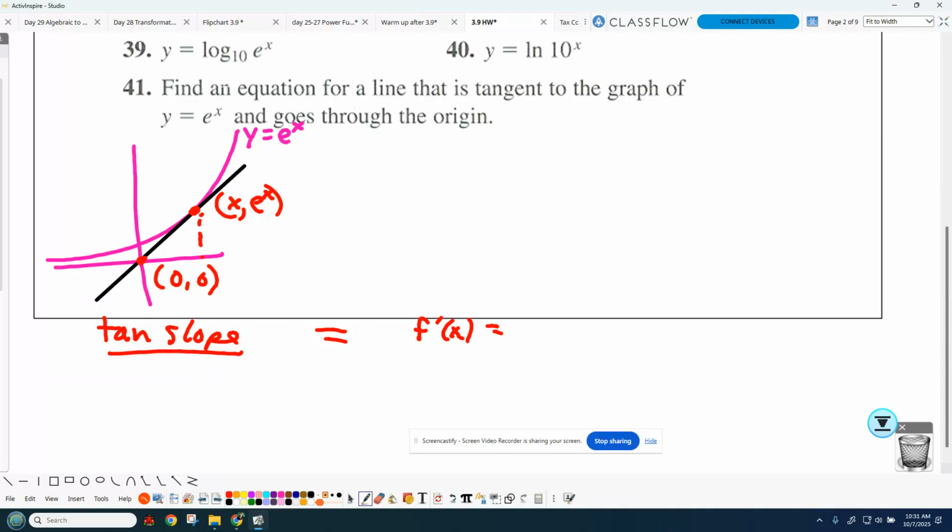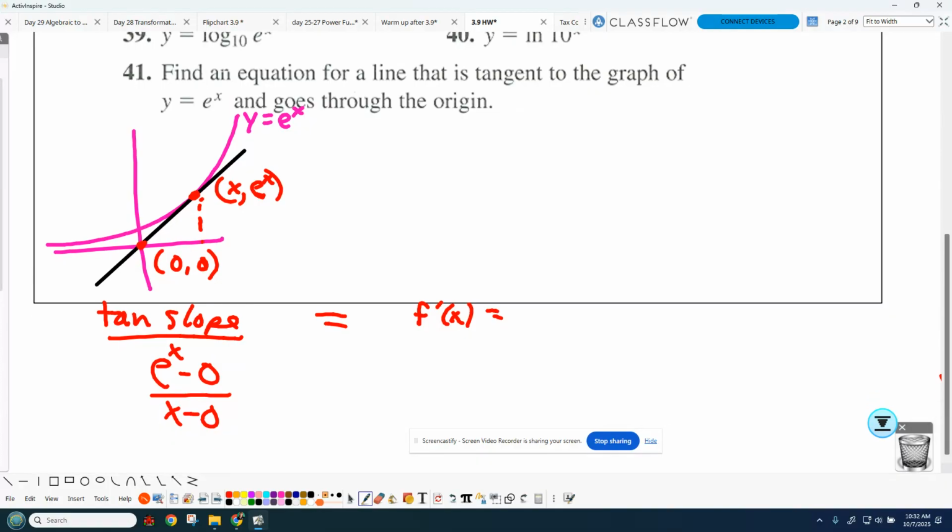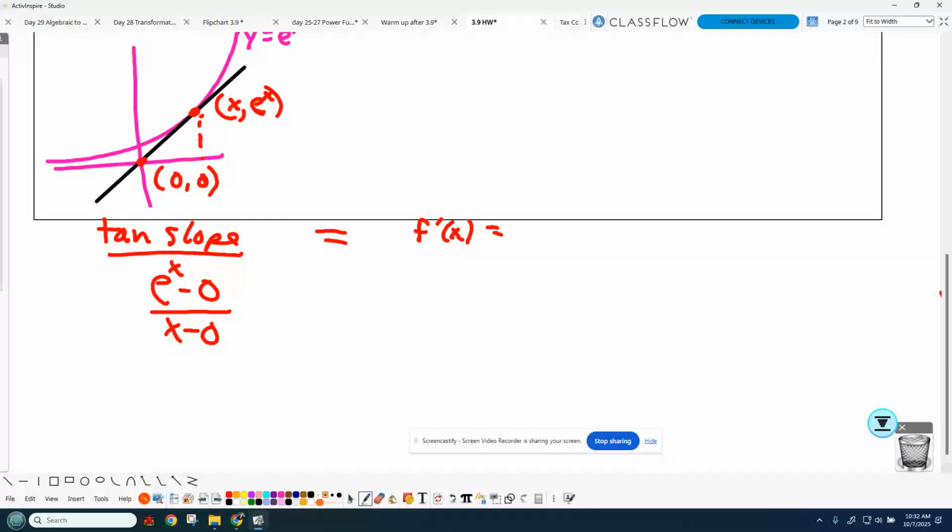Okay, all right, so the slope of the tangent line, just geometry: y minus y over x minus x. What do I get? Oh, it's just e to the x over x. And that's it, like e to the x minus the origin, so minus 0, over x minus 0.